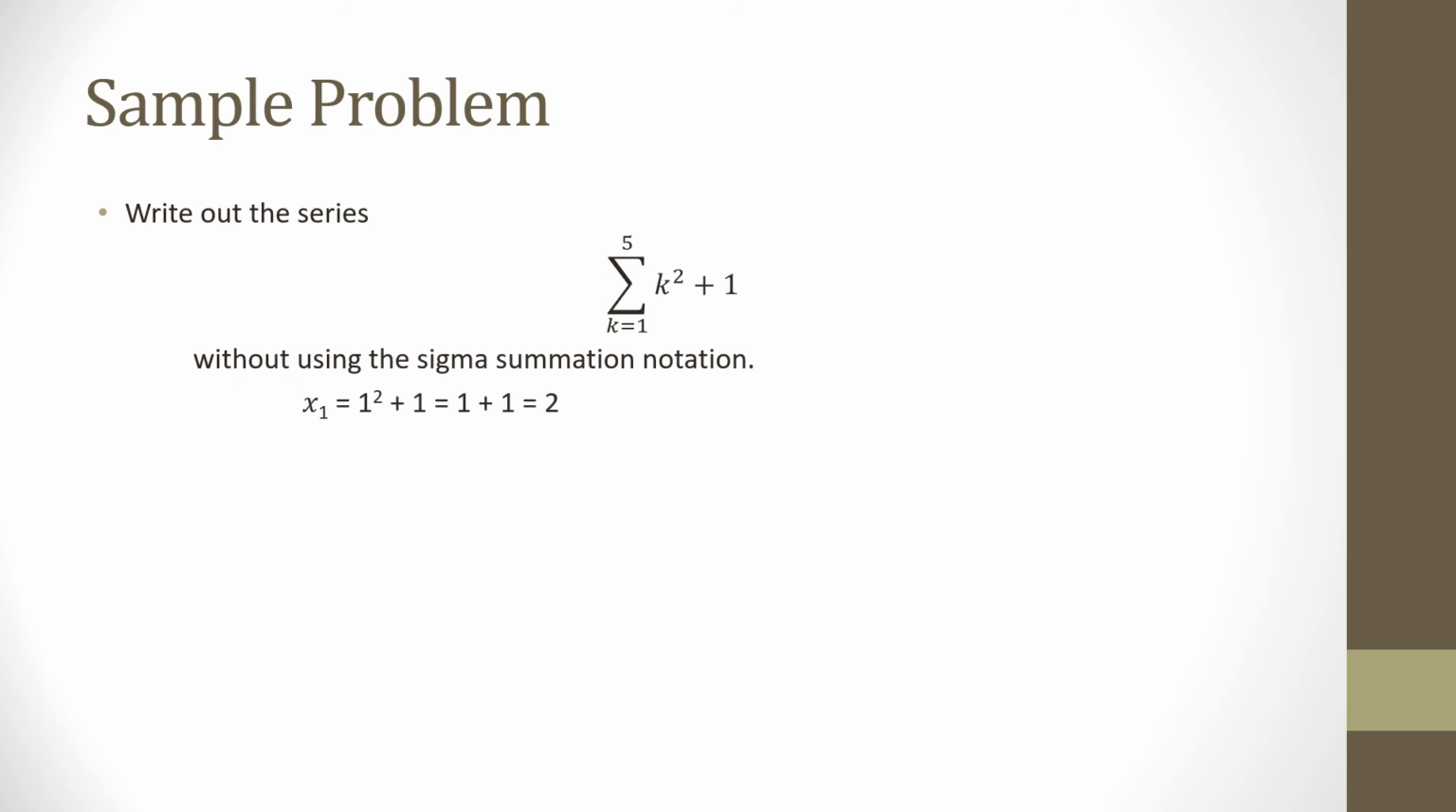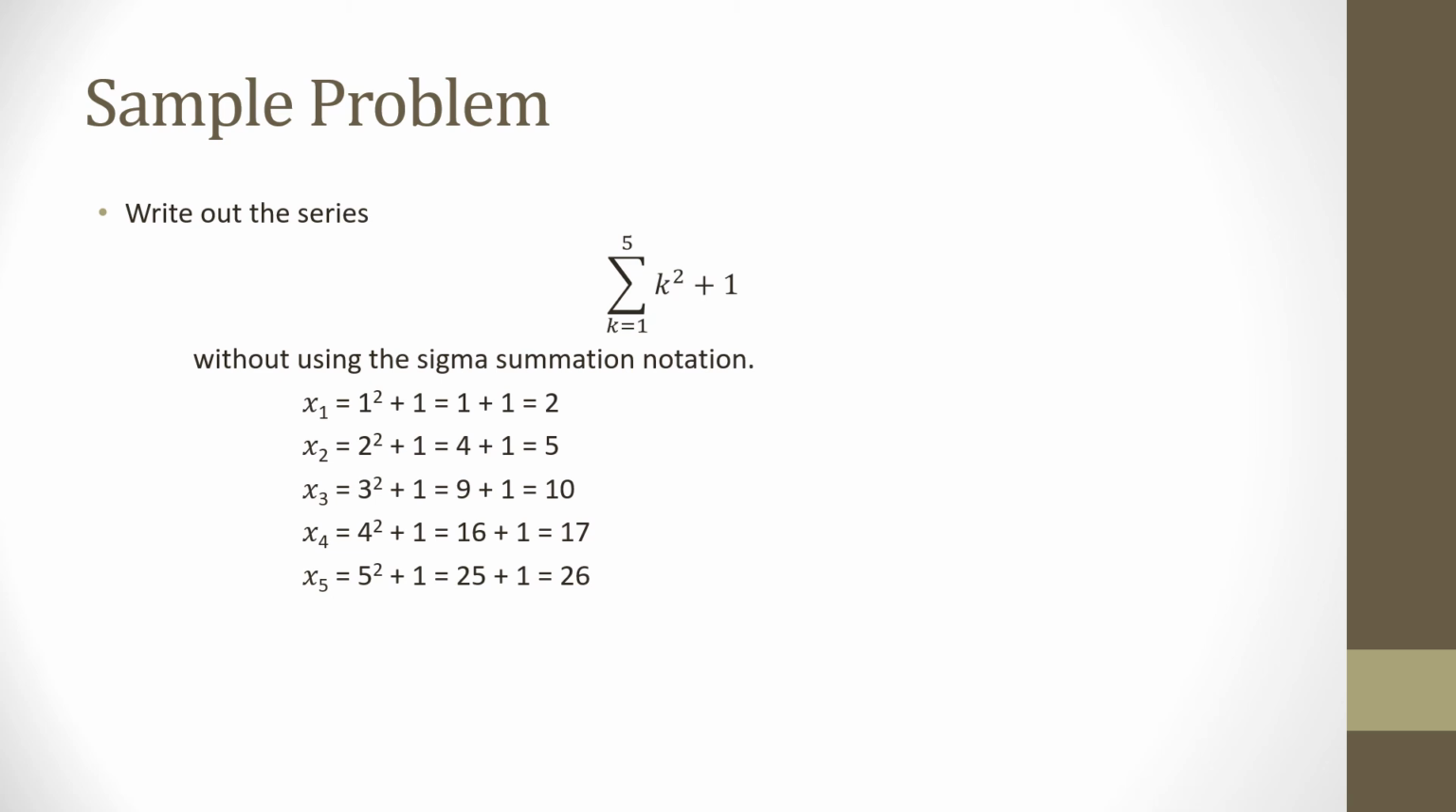So, x of 1 is equal to 1 squared plus 1, is equal to 1 plus 1, is equal to 2. Okay, next. X of 2 is equal to 2 squared plus 1 is equal to 4 plus 1 is equal to 5. Next, x of 3 is equal to 3 squared plus 1, which is 9 plus 1 is equal to 10. X of 4 is equal to 4 squared plus 1 is equal to 16 plus 1. That is 17. Next, x of 5 is equal to 5 squared plus 1. That is 25 plus 1 is equal to 26. And then, i-add mo yan.